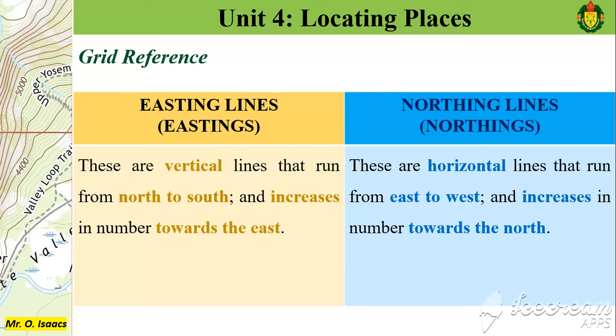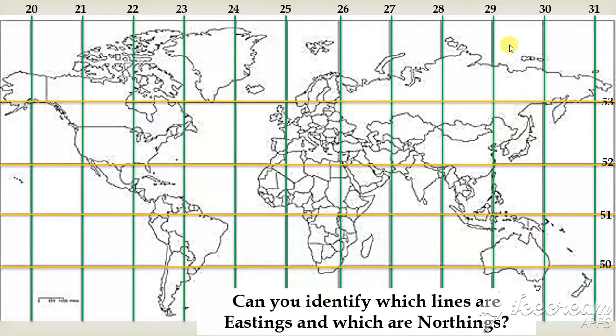So let's get familiar with the lines. We have the easting lines, which are vertical lines that increase in value towards the east. So towards the east, these values increase in terms of numbers. Then we have our northern lines, which are the horizontal lines that increase towards the north, as it says northerns. So they will definitely be increasing to the north. And that's how you differentiate between easterns and northerns.